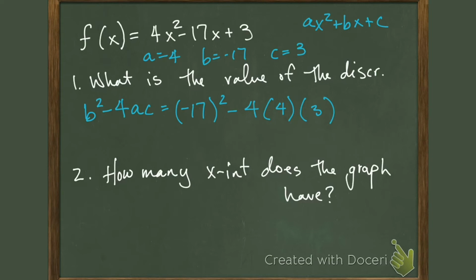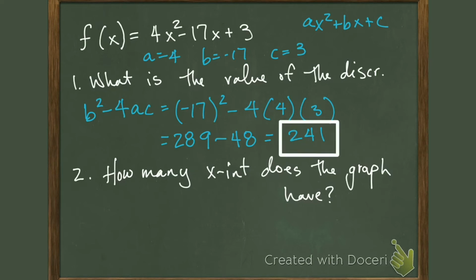Negative 17 squared, that's 17 times 17, which should give you 289. Negative 4 times 4 is negative 16. Negative 16 times 3 is negative 48. Okay, and then I have 289 minus 48. I'm using my calculator right now because it doesn't matter. 241. My discriminant is 241. That's one of my answers.